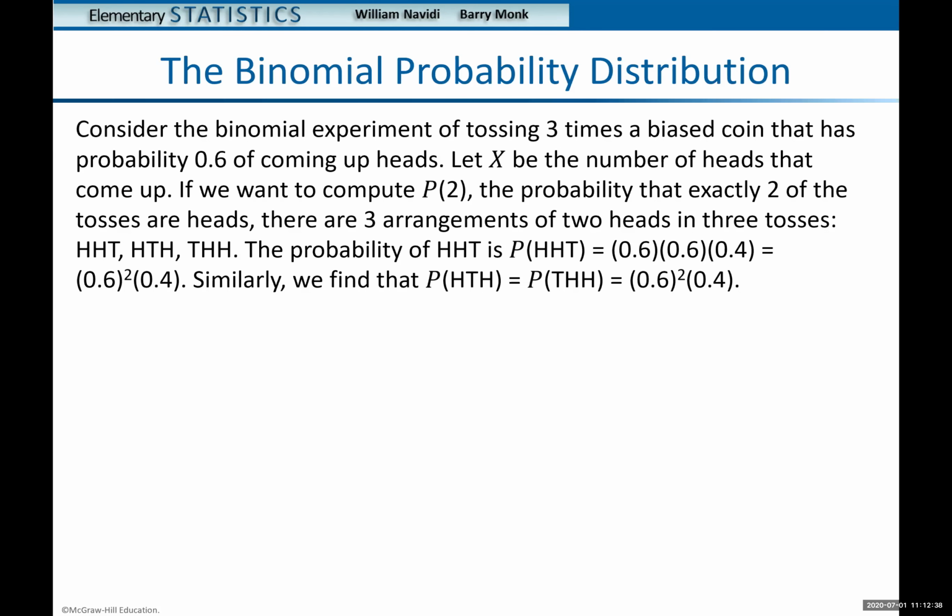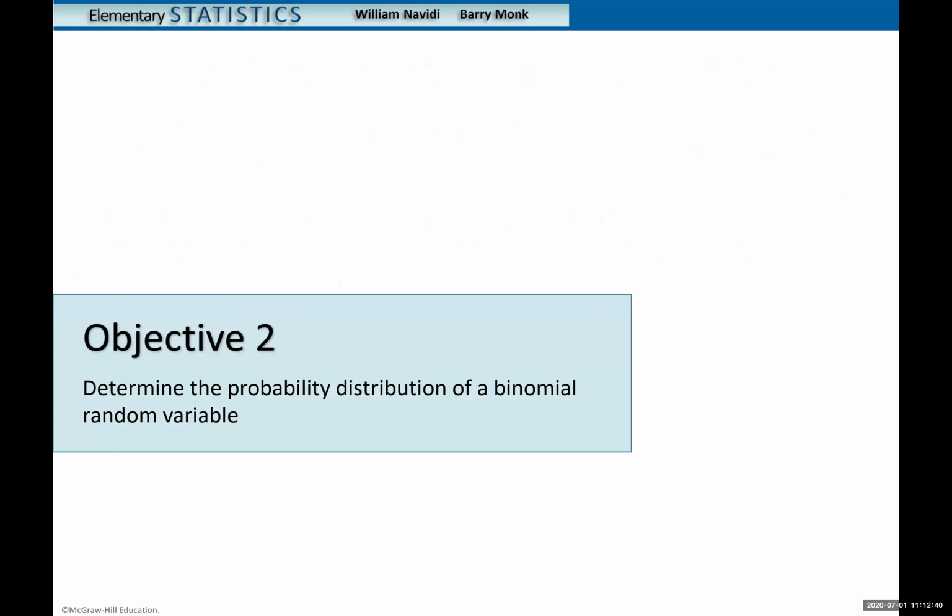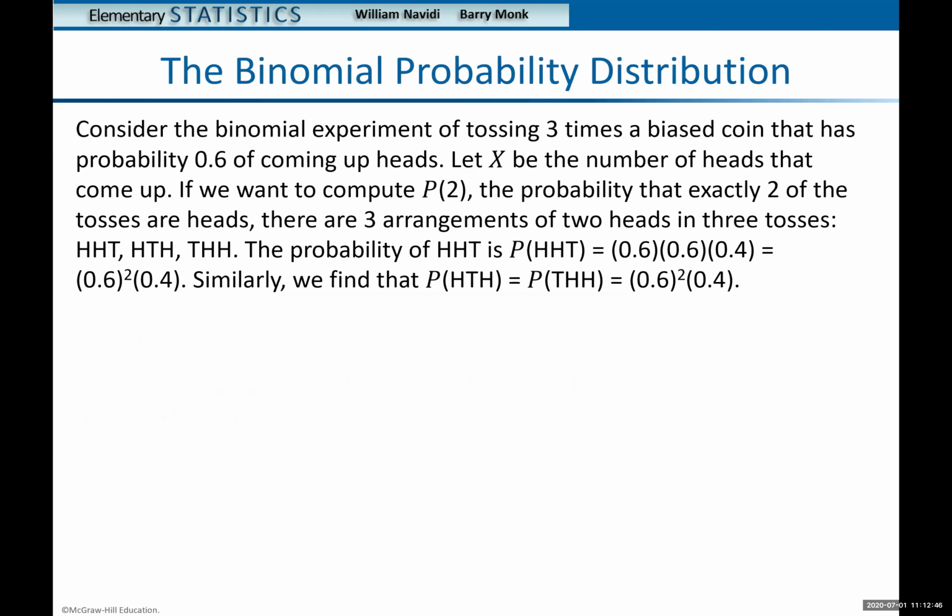All right, next one: how do we determine the probability distribution of a binomial random variable? Example: consider the binomial experiment of tossing a biased coin 3 times, with a probability of 0.6 of coming up heads. Let x be the number of heads that come up. If you want to compute P(2), that means exactly 2 of the tosses are heads. And there are 3 arrangements of 2 heads in 3 tosses.